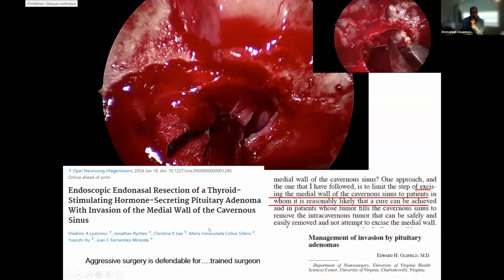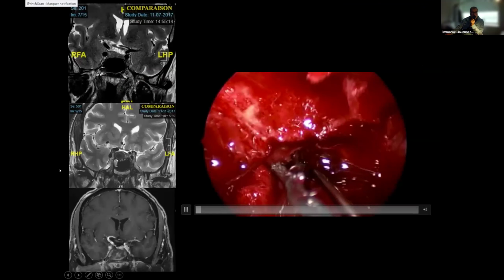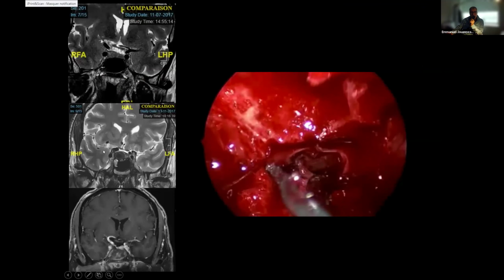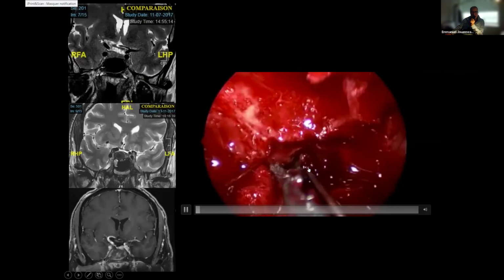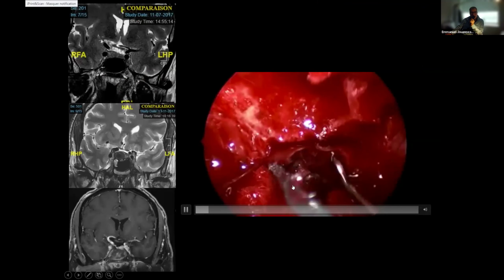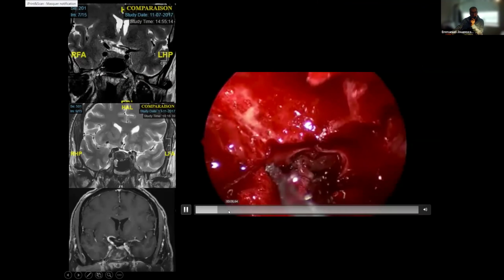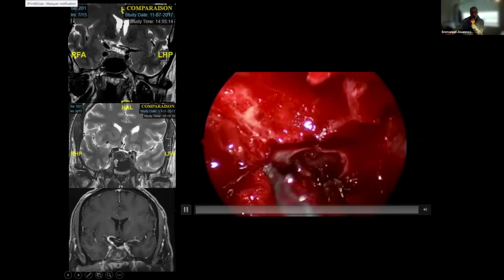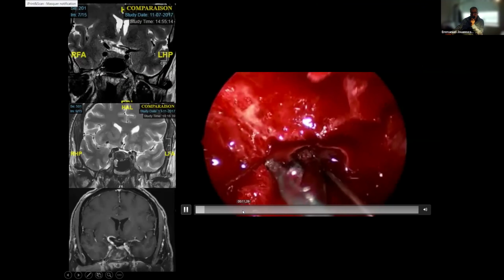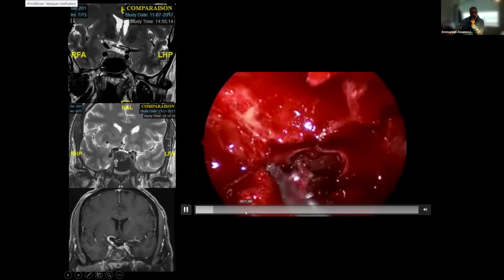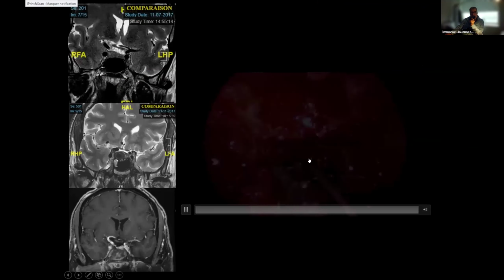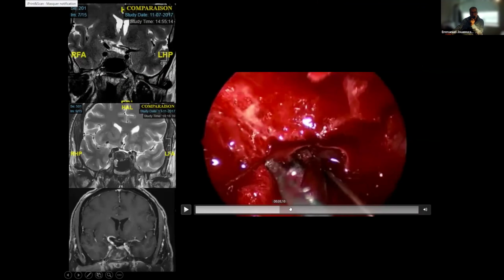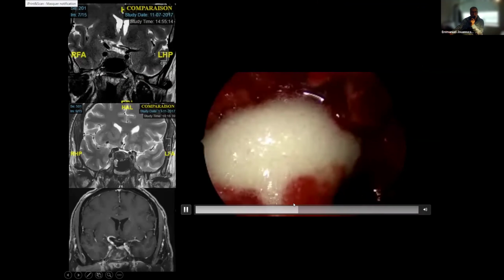Like in this case, it was exactly an acromegalic patient, the same case. But as soon as we start doing the dissection of the medial wall of the cavernous sinus, you can have this kind of issue, venous bleeding, and sometimes you will not be able to succeed to remove the medial wall. It's not possible in all cases. Sometimes it's very tricky, and when you start to have this kind of concern, stop doing that.